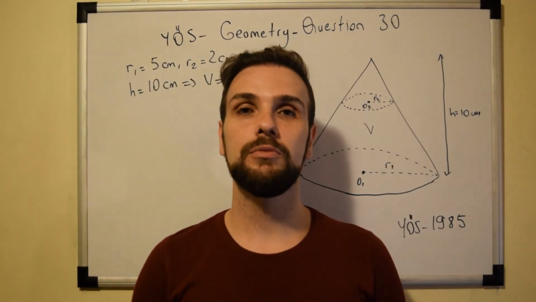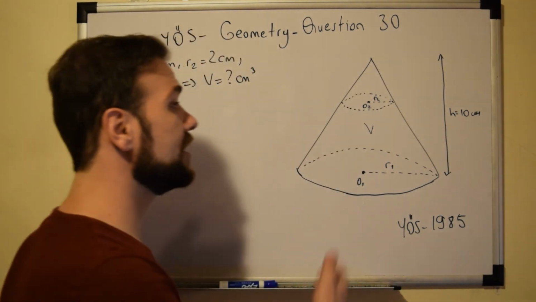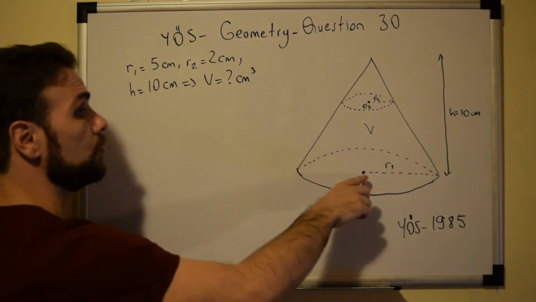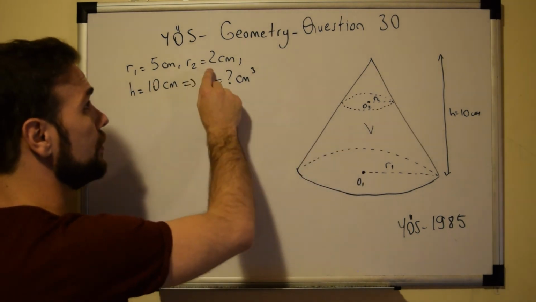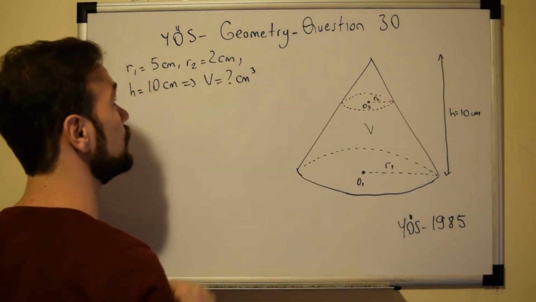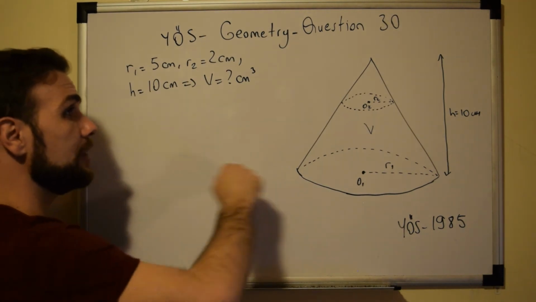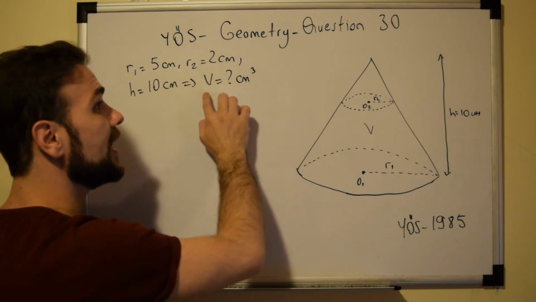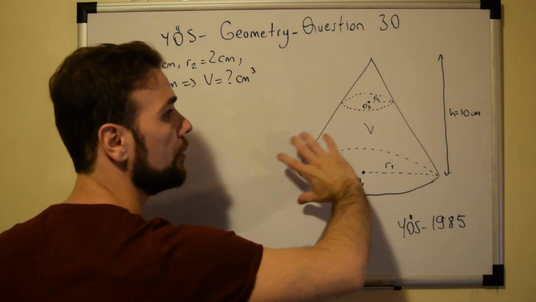Greetings everyone and welcome to question number 30. In this question, as you can see, we are dealing with a cone. So we have the radius of the big cone, which is equal to 5 centimeters. We have the radius of the small cone, which is equal to 2 centimeters. We have the height of the total cone, the big cone, which is equal to 10 centimeters. And we are asked the volume of only this part of the cone.